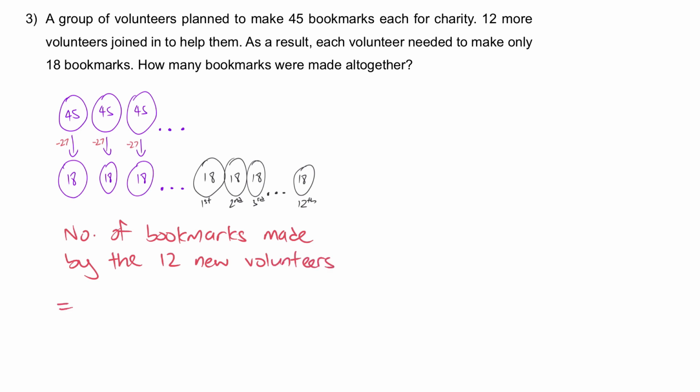Each of them has to do 18 at the end, isn't it? So it's 18 times 12. That will give you 180 plus 36. That will be 216. Again, to repeat, these 12 new volunteers in total, they have to give a combined 216. Where do these 216 come from? They have to come from them, isn't it? The 27, the 27, the 27, that makes up the 216.